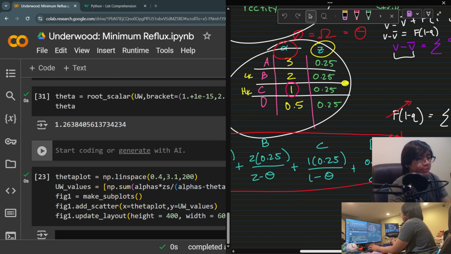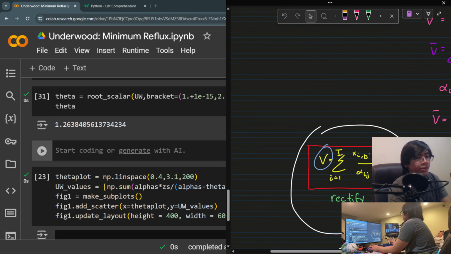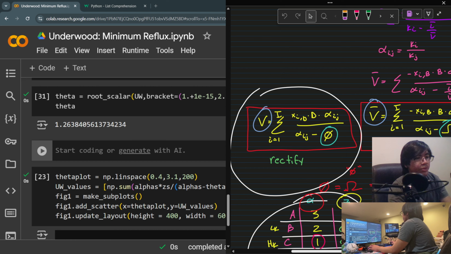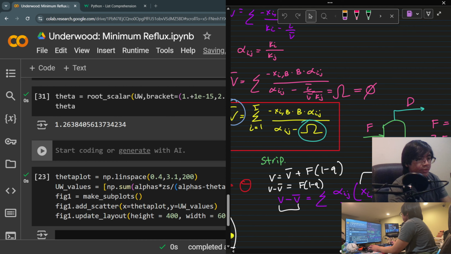So now we have theta. What do we do with that? With theta, we go to our vapor, right? Since theta is equal to this phi, they're both equal to, remember, it was our expression here.